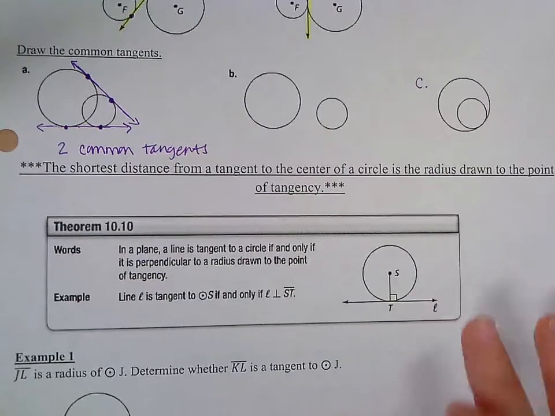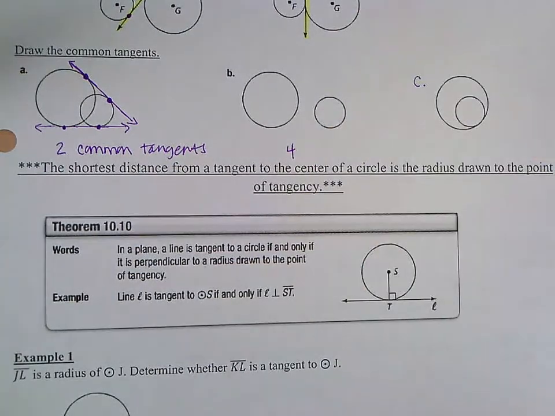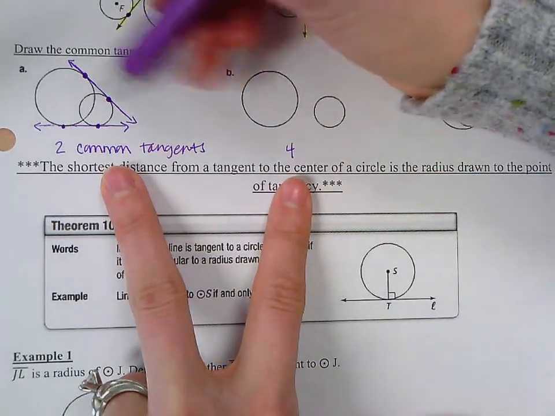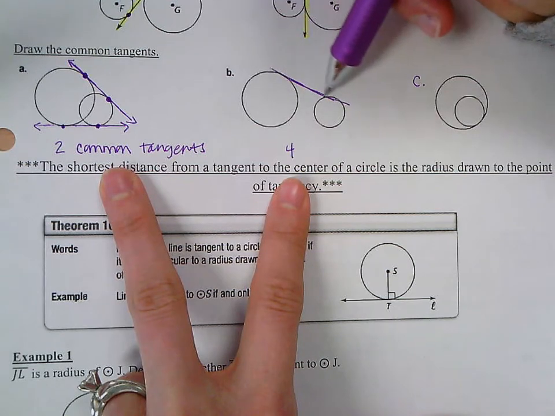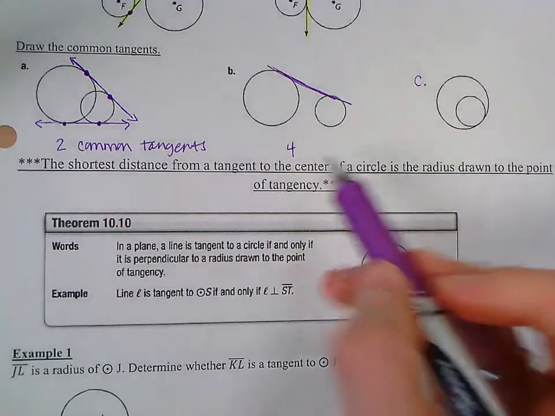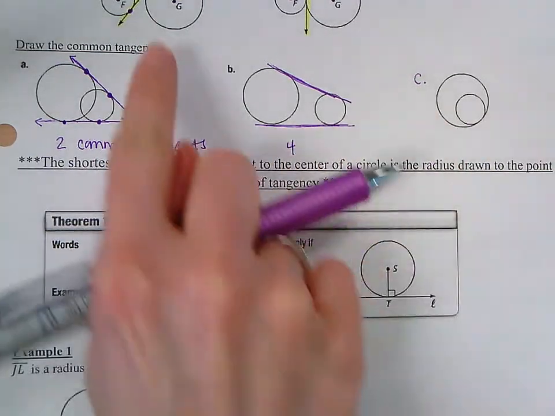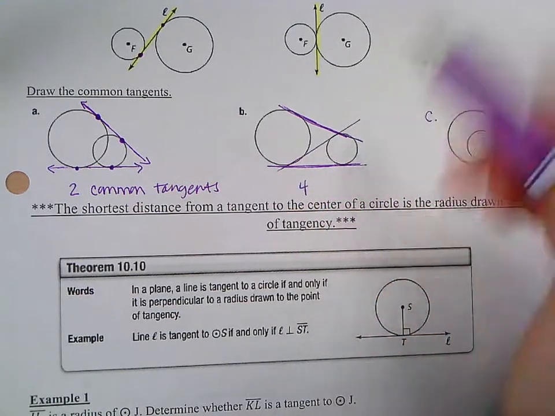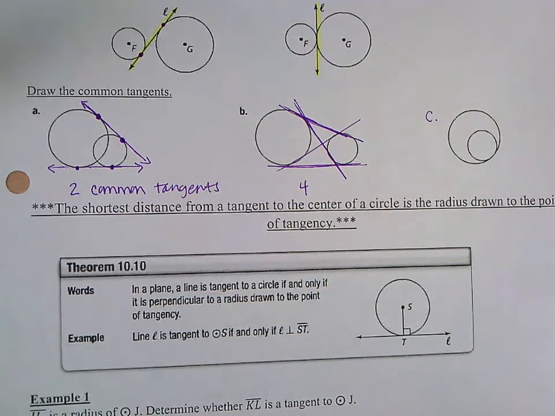I don't have them drawn in yet. I will, but it looked like a lot of you did get all of them. B actually has 4 of them. So for B, there's 2 like this. Oops, that was not drawn the best on my part. But then there's also 2 like this. So one would go like that, and then the other way also. So there are 4 for B.